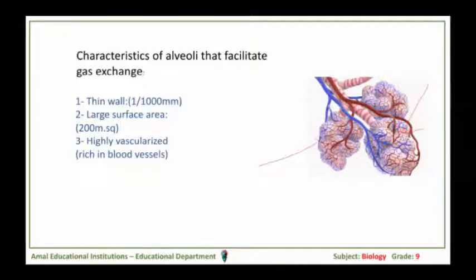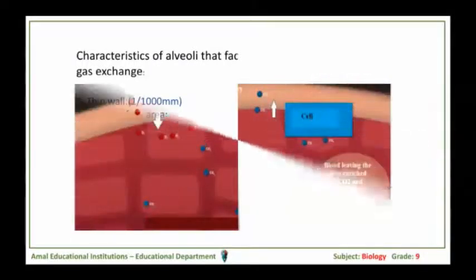As long as the wall of the alveoli is thin, it permits the exchange of respiratory gases between the alveoli and blood capillaries. 2. Large surface area of alveoli. There are millions of alveoli that cover around 200 meters square. And number 3, highly vascularized: alveoli are rich in blood vessels. They are surrounded by a network of blood vessels. So these are the characteristics of alveoli that facilitate the gas exchange.